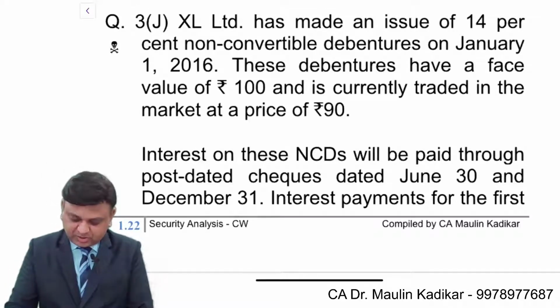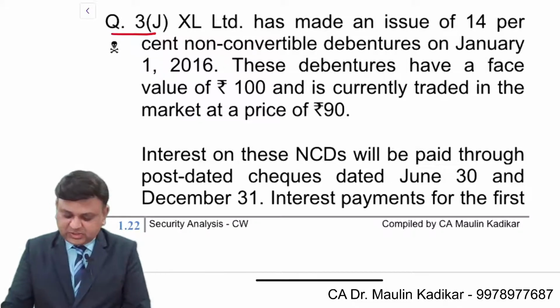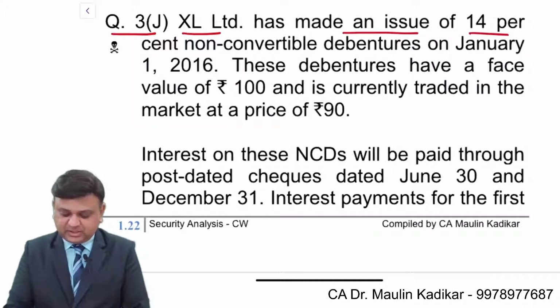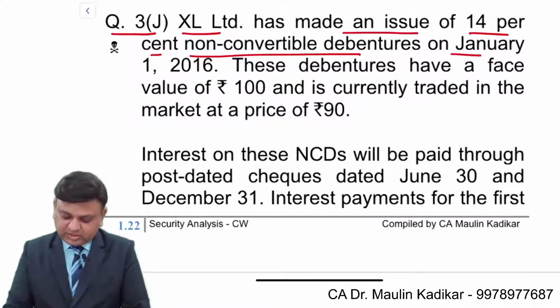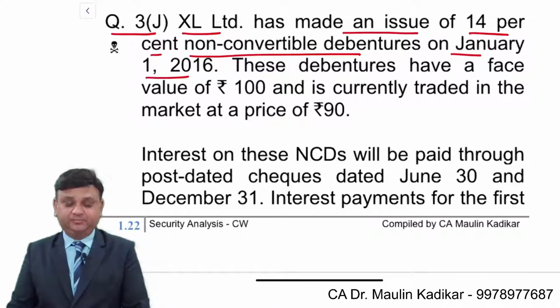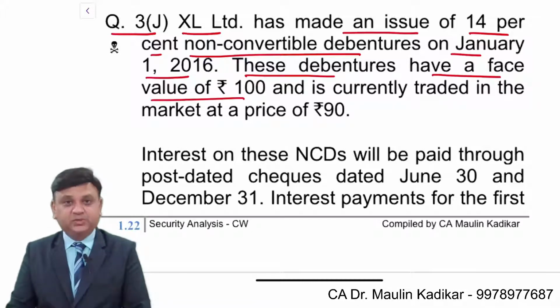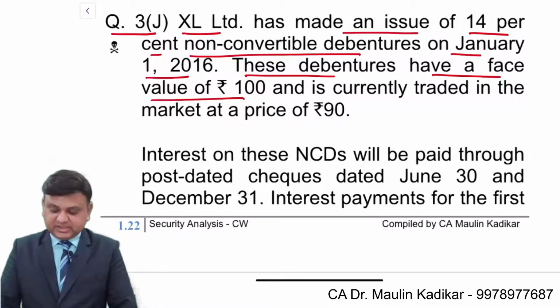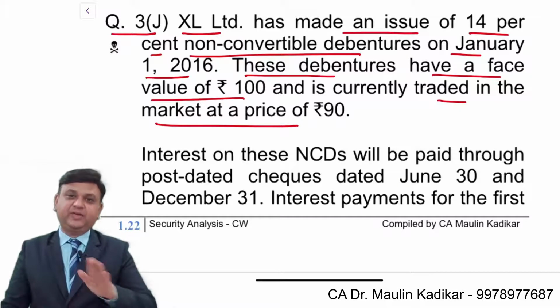Next question, question number 3J. Excel Limited made an issue of 14% non-convertible debentures (NCD) on January 1st, 2016. These debentures have a face value of rupees 100 and are currently traded in the market at the rate of rupees 90. So P0 is 90 and face value is 100.